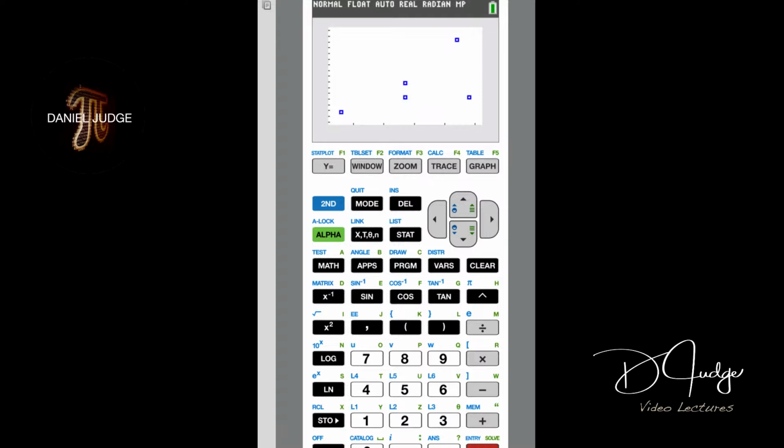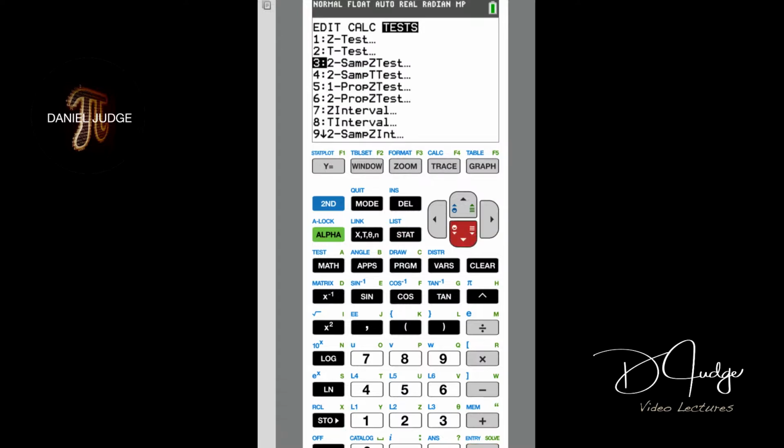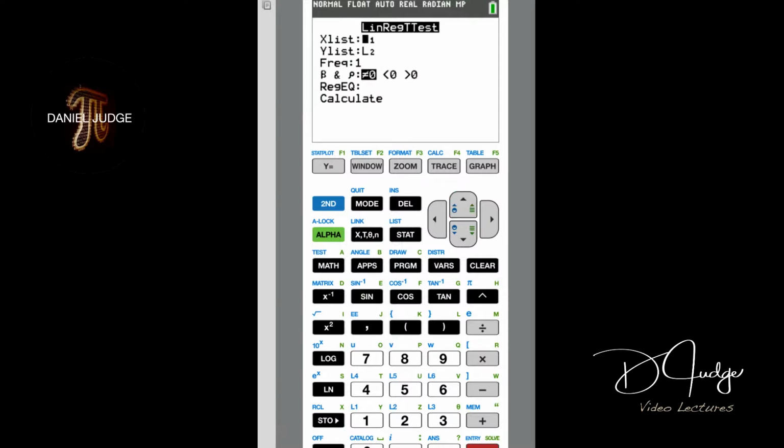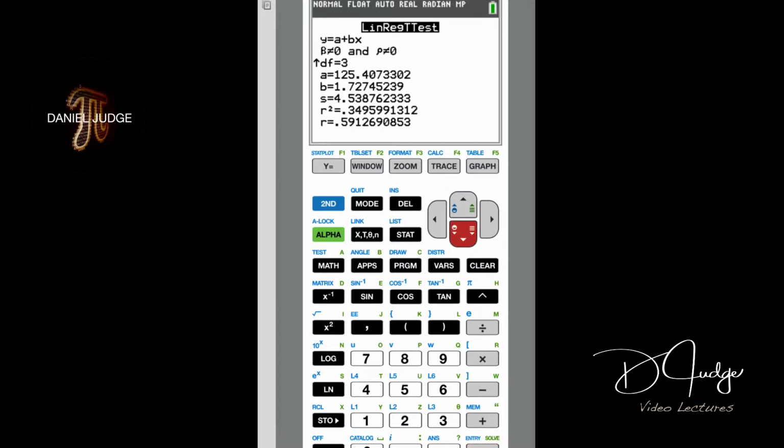All right, let's see what we have. Go to stat. Go to test. Go all the way down to linear T, right? Linear regression t-test, small sample. Everything looks good to me. L1 and L2, frequency is 1, two-tail test. We're going to calculate. Looks good. So let's see what that R value is. Oh, R is 0.591. Wow.